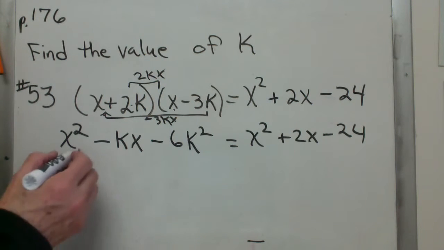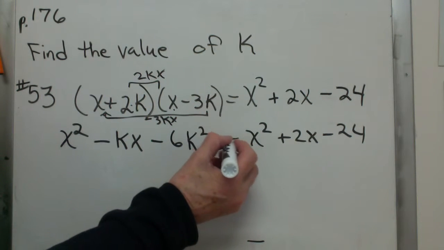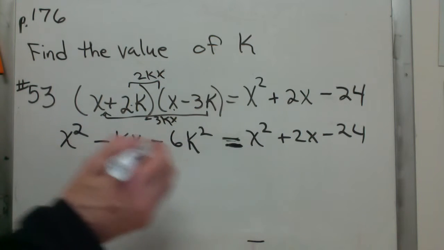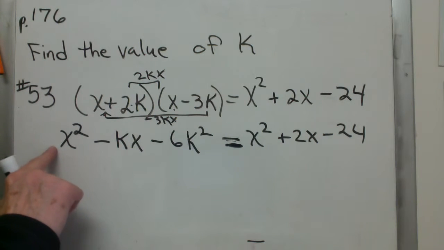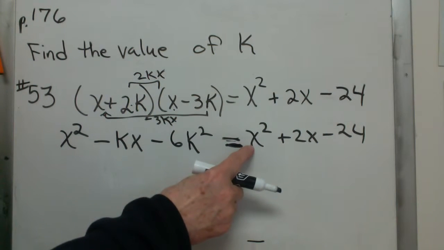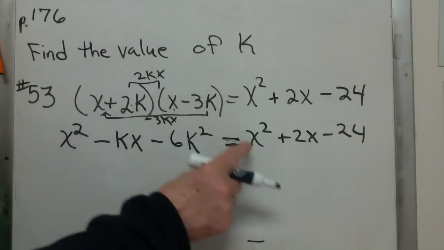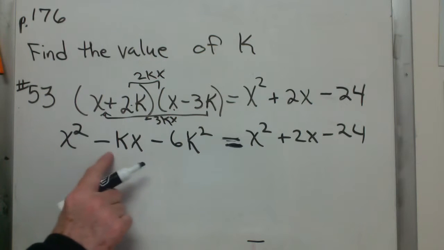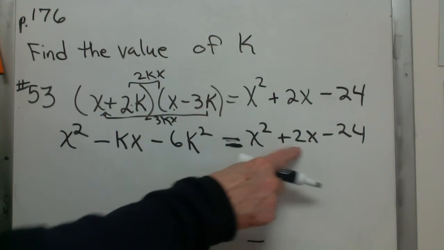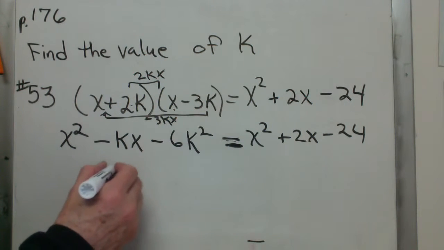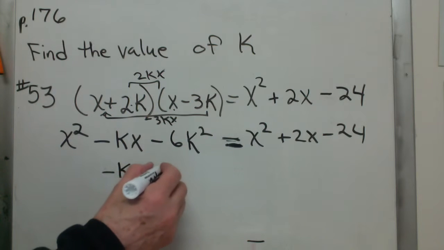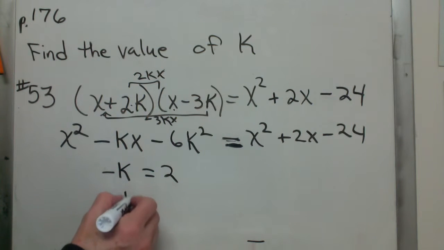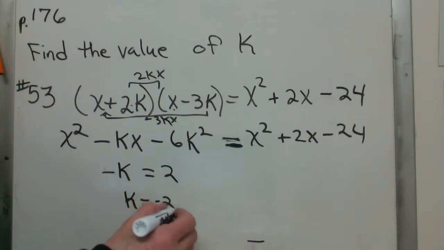Now, if you do a comparison, if this equal sign is indeed true, then the coefficient of this x squared has to equal the coefficient of that x squared. Well, this is a 1, and that's a 1. So that's pretty cool. That works. So the coefficient of this x must equal the coefficient of this x. So minus k must equal 2. And if I solve that, I get k equals negative 2. So that's a possible answer.